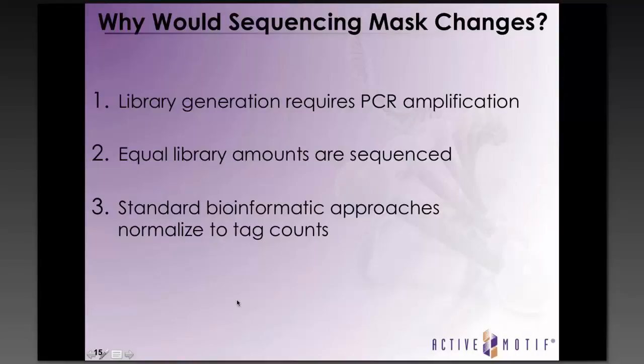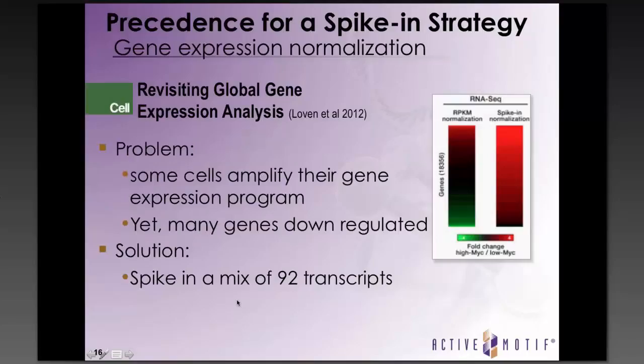So we started exploring ways that we might correct for this problem, and the approach we settled on was to use a spike-in control that is added equally to all the samples, and we could follow that spike-in through the procedure and normalize back to that spike-in at the end. There is precedence for using a spike-in strategy in a whole genome setting. In particular, this paper from Rick Young's group in 2012.